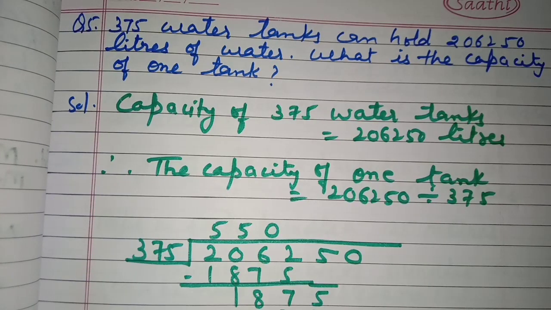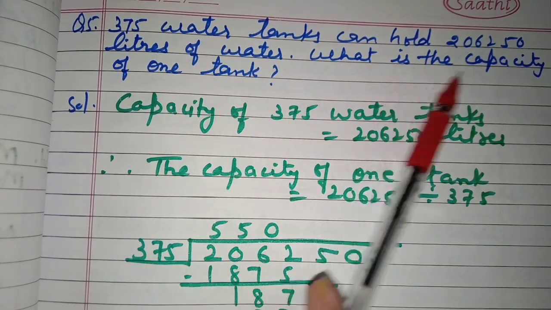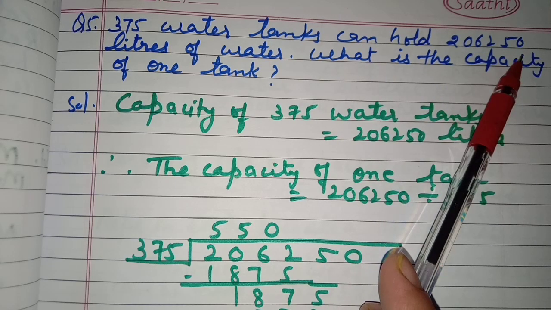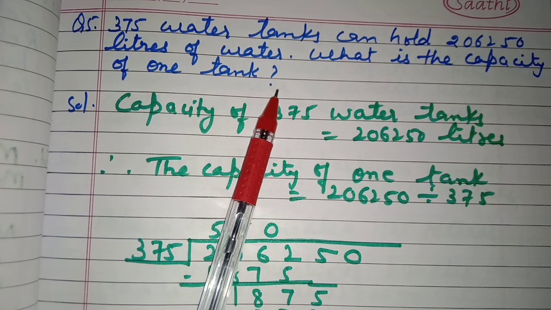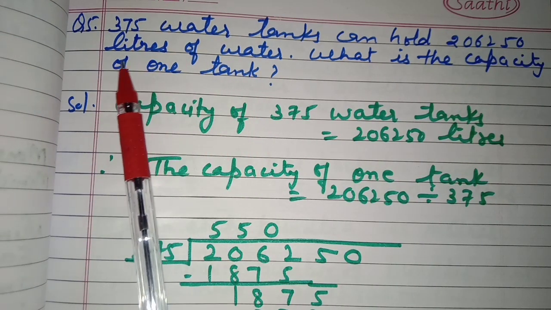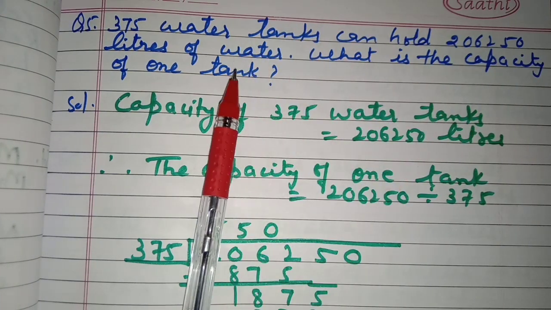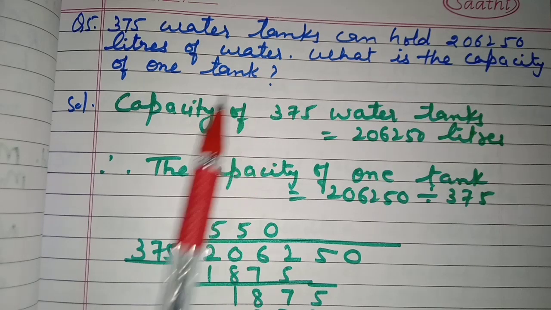Question number 5. 375 water tanks can hold 2,06,250 liters of water. What is the capacity of one tank? So capacity of 375 water tanks is given and we need to find the capacity of one tank. For that we have to divide and then we can find the answer.